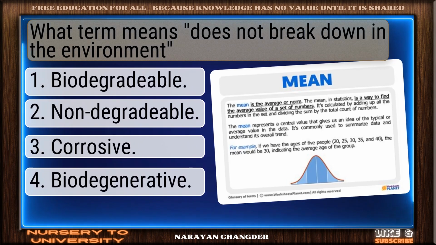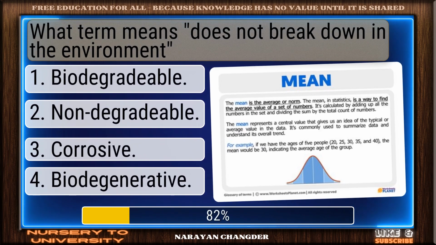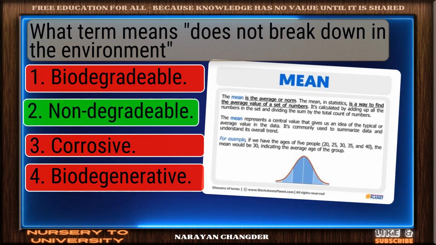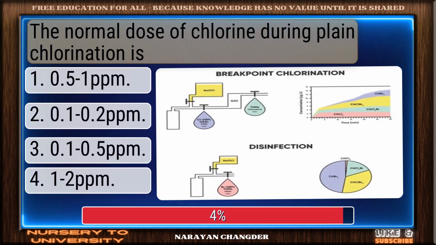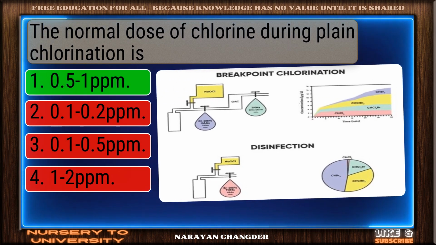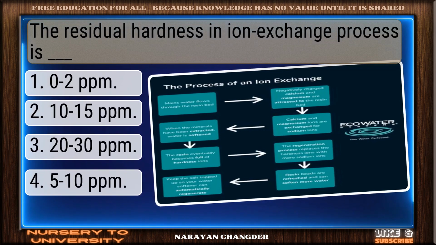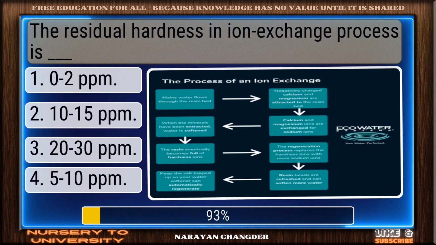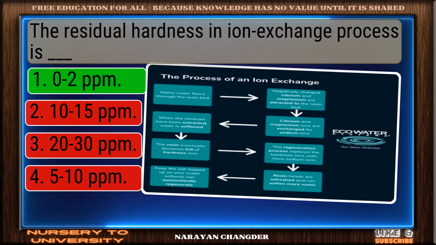What term means does not break down in the environment? Excellent choice. Non-degradable is the right answer. The normal dose of chlorine during plain chlorination is. Excellent. 0.5 ppm is a brilliant choice. The residual hardness in ion exchange process is dash. Good job. Your answer 0.2 ppm works well here.